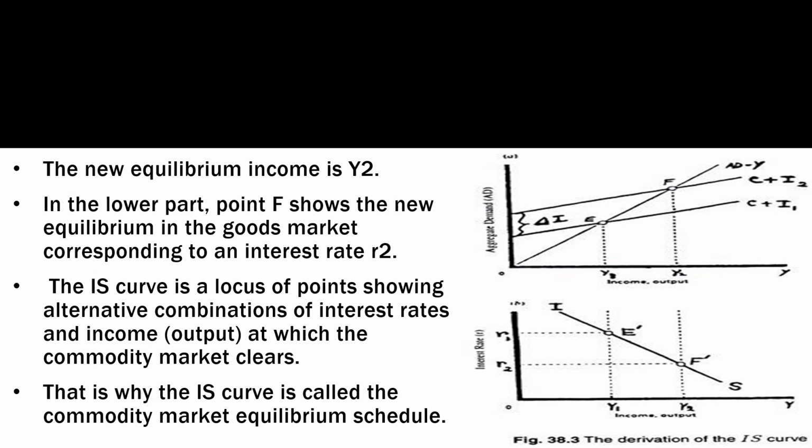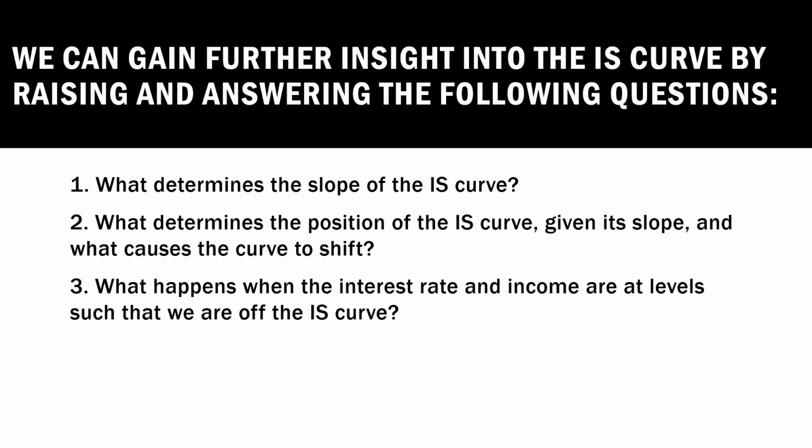So this is the main reason why the IS curve is known as the commodity market equilibrium schedule. Now we can gain some further insights into the IS curve by raising certain questions. We can ask what determines the slope of the IS curve, what determines the position of the IS curve given the slope, and what would cause the IS curve to shift.